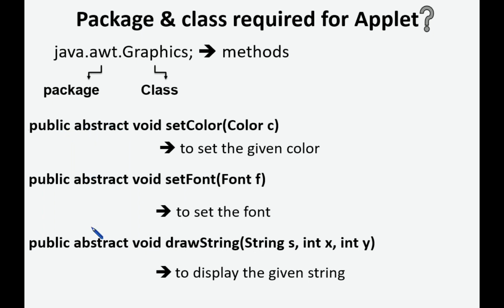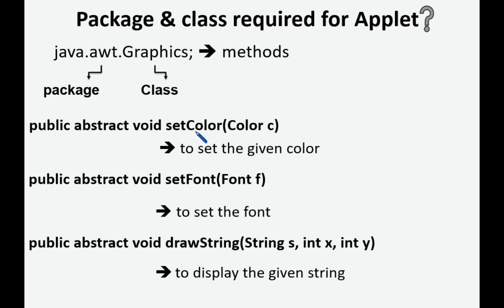So what about this abstract here? Yes. So the definitions of these methods are not available inside this class. So the subclass which is going to inherit this class is going to provide the definitions, right? So what about void? So this method is not going to return anything, which is given by this keyword void.